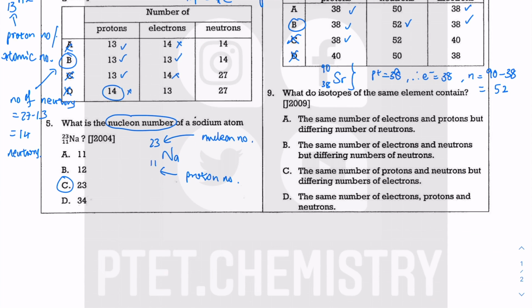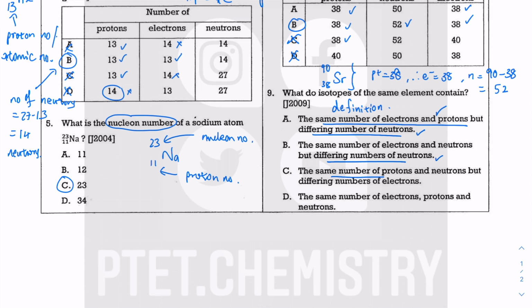Number 9 is your definition of isotopes. Okay, so isotopes have the same number of protons. However, they have a different number of neutrons. Different number of neutrons is correct. But it says same number of electrons and protons, but differing number of neutrons. So A is actually correct.